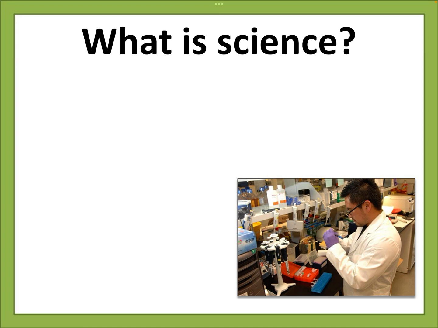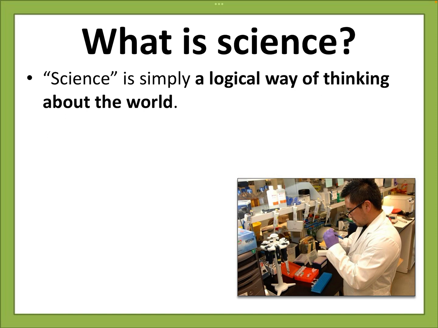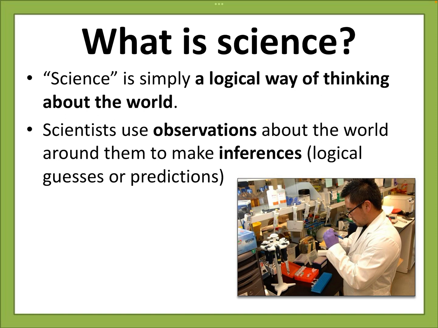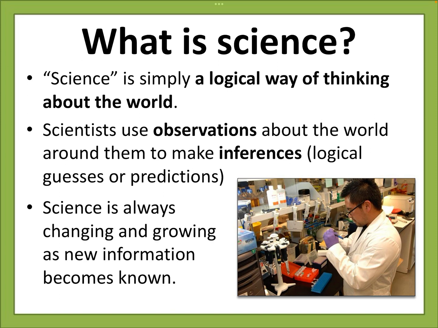The scientific method. Let's begin by discussing what science is first. Science is simply a logical way of thinking about the world around us. Scientists use observations about the world around them to make inferences. Observations are made using your 5 senses, and an inference is a logical guess or a prediction that you make based upon your observations.